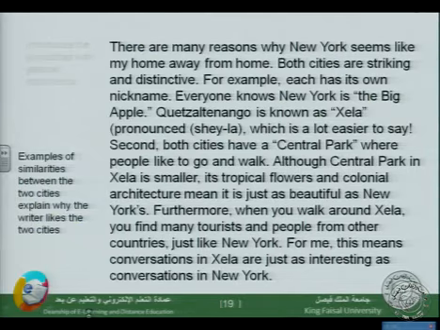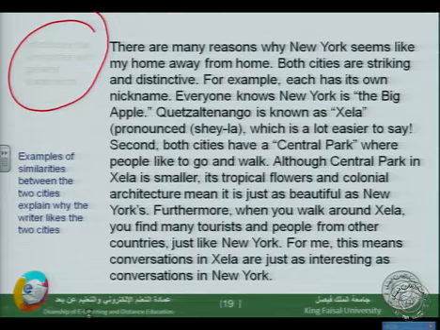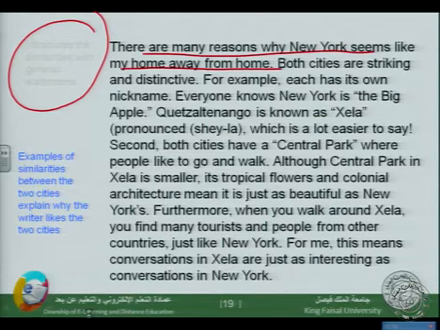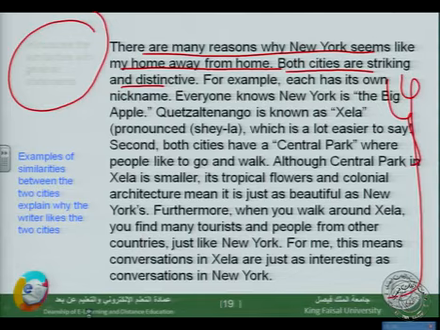In the first body paragraph, this is point by point organization. We introduce the similarities with a general statement. There are many reasons why New York seems like my home away from home. So here it introduces the similarities. Both cities are striking and distinctive, and here it gives us examples. So in the whole body of the body paragraph, we give examples about the topic sentence.